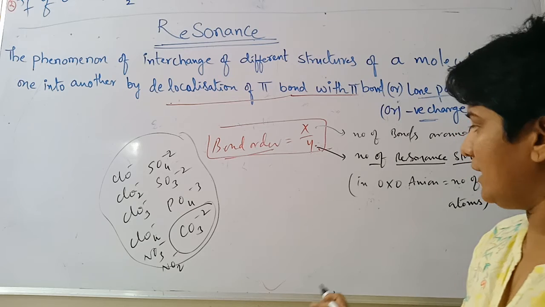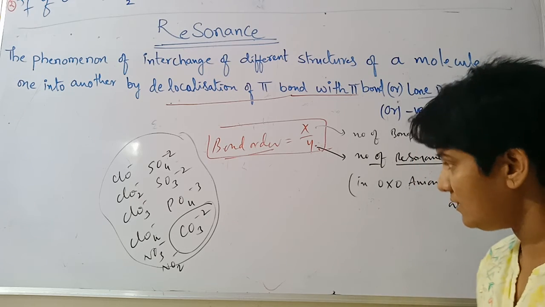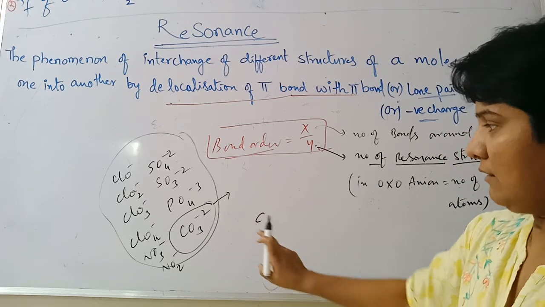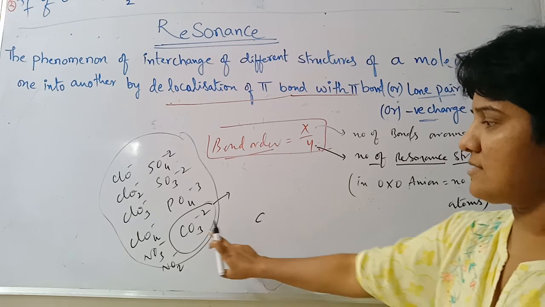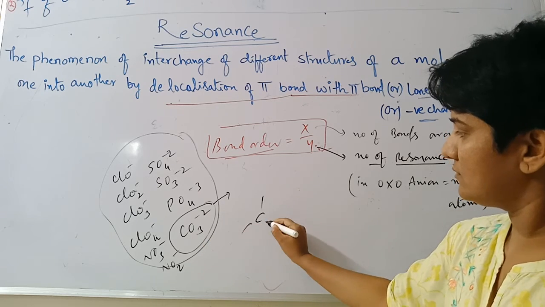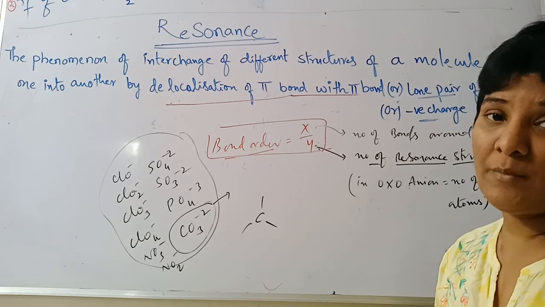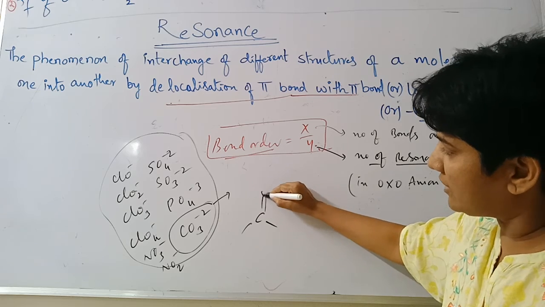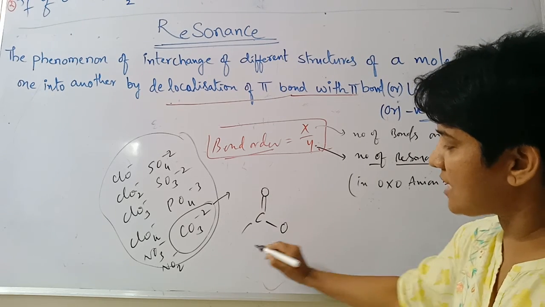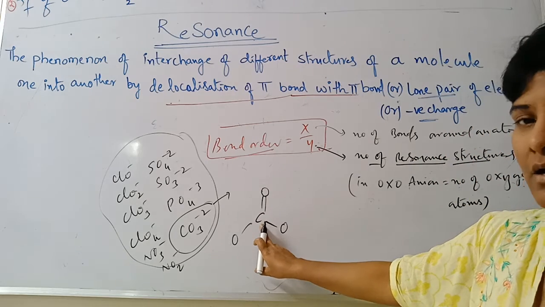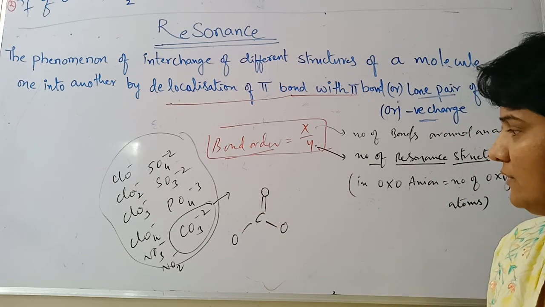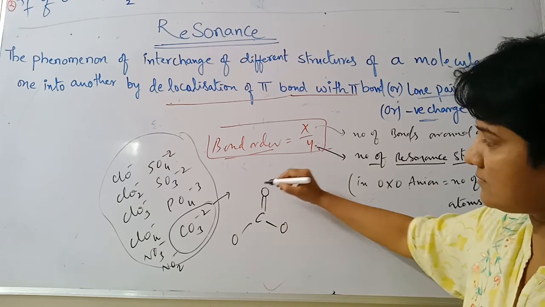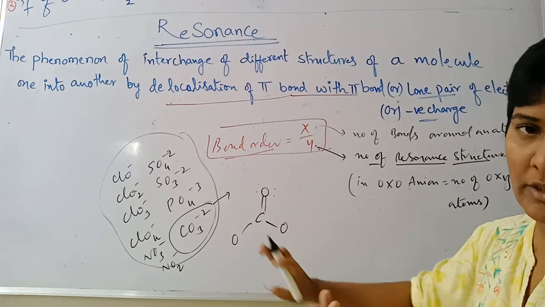Now we will take carbonate, the simplest one. In carbonate, how many atoms are there? 4 atoms. The central atom is carbon, and around it you have 3 oxygens. We know that carbon should have 4 bonds around it, and the charge is -2. So one oxygen has a double bond and the remaining 2 oxygens have single bonds. Around this carbon, 4 bonds are over. Oxygen must have 2 bonds, so for this oxygen it is satisfied. It has 2 lone pairs and 2 bond pairs, and the octet is complete.